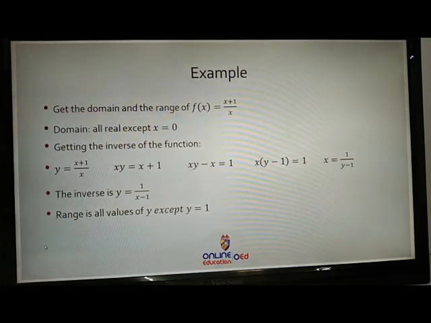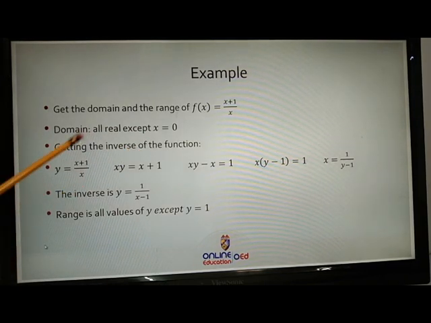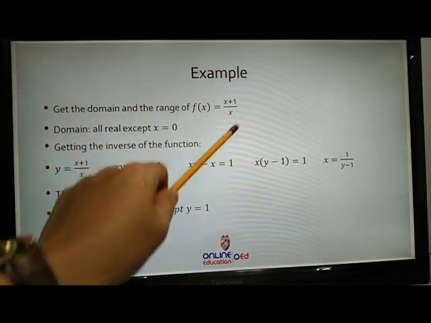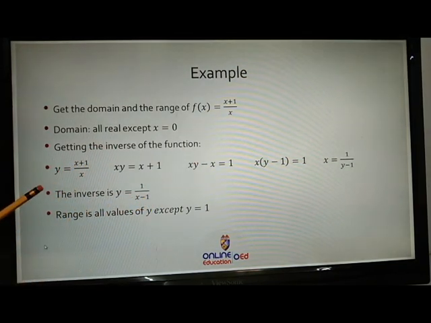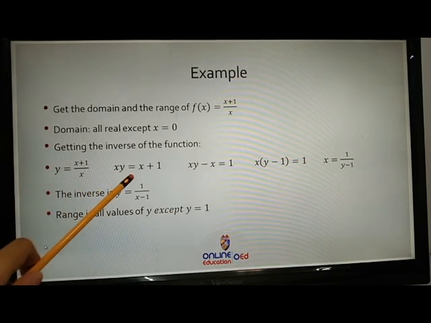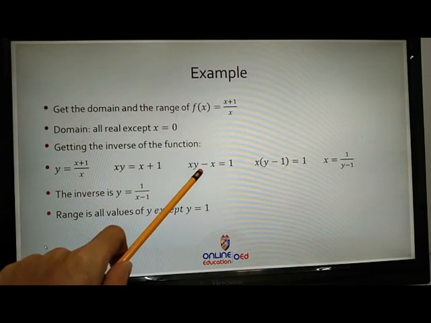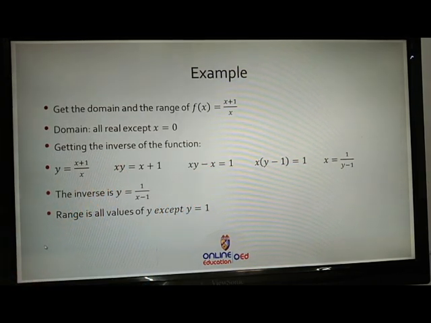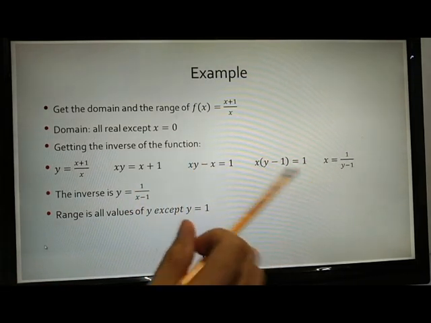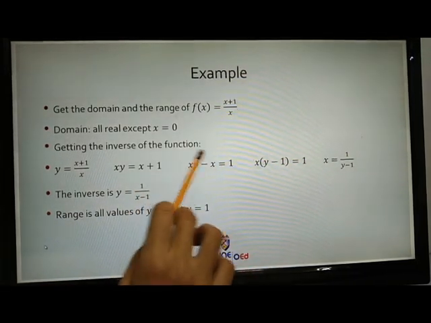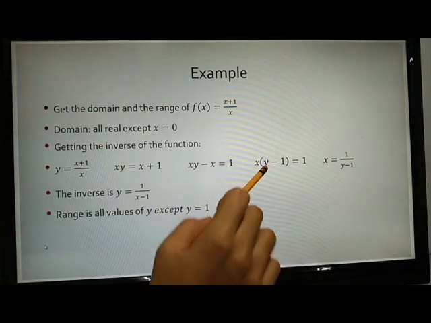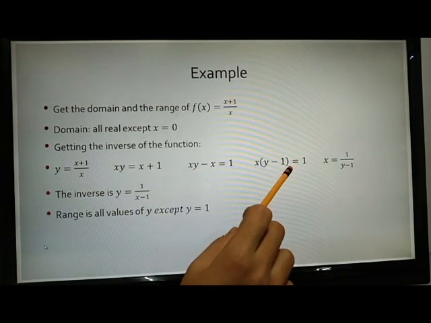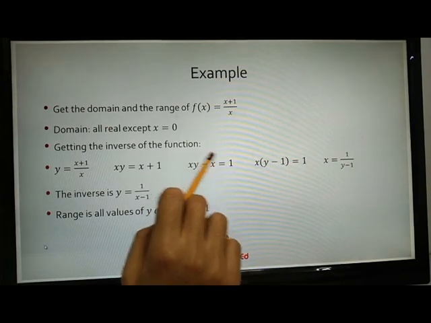So another example, get the domain and range of the given function x plus 1 over x. All real ang domain except 0. Hindi pwede maging 0 ang denominator. Getting the inverse of the function, we have to cross multiply. So we have xy is equal to x plus 1. Then xy minus x is equal to 1. Okay, transpose yung x to the left side of the equation. And then collecting common multiple, we have x. So times the quantity y minus 1. So same value lang yan dito.